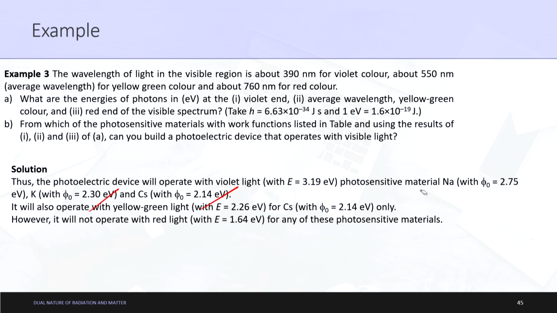So, basically sodium, potassium and cesium can work with this violet light. Okay. For this yellow green light, cesium can only operate, and for red light none of these photosensitive materials can be operated. Okay. So, this is the basic crux of this second part. This is how the application of the photoelectric effect comes into our surroundings.